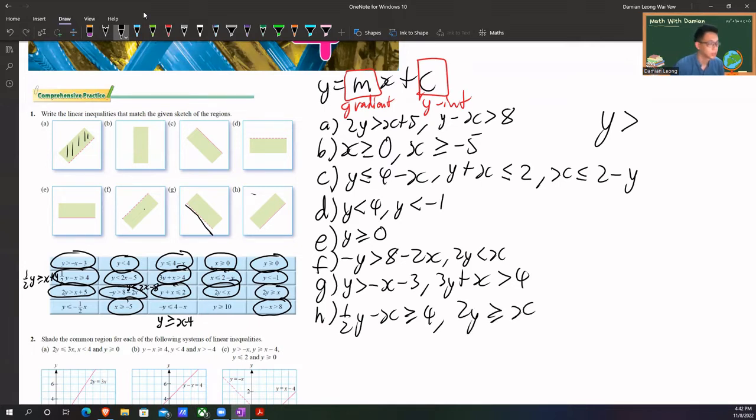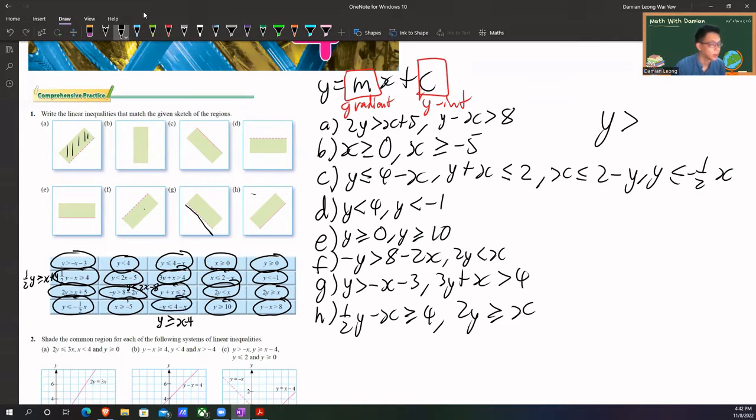2y more equals x. y less or equals negative half x. So negative x going down, solid line, shaded below is C. y more equals 10 is solid line. Yeah, solid line and above horizontal line, E.